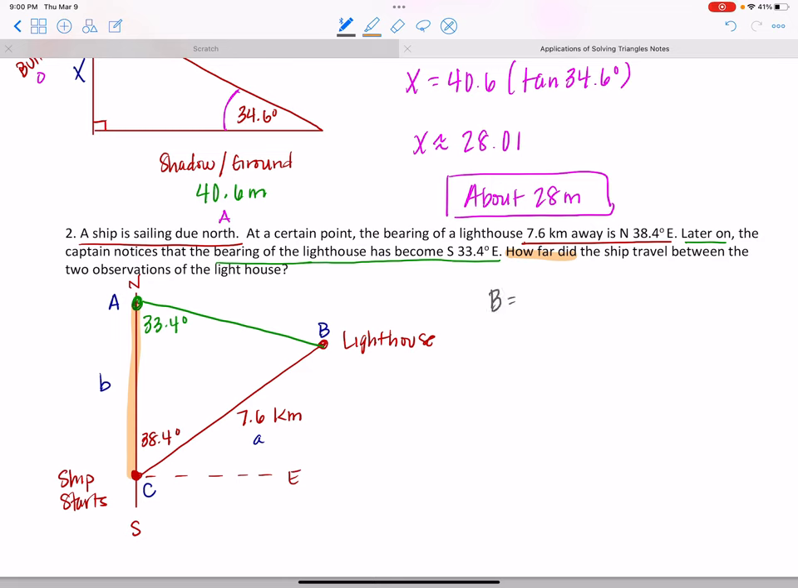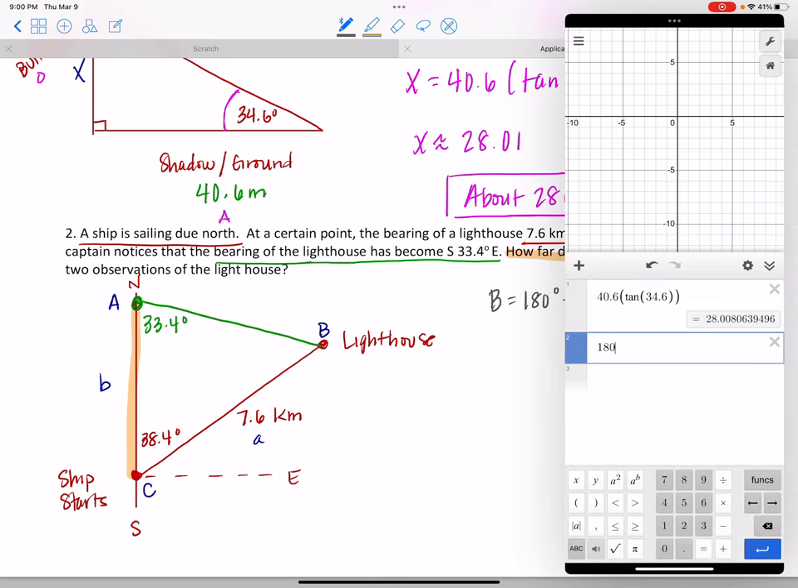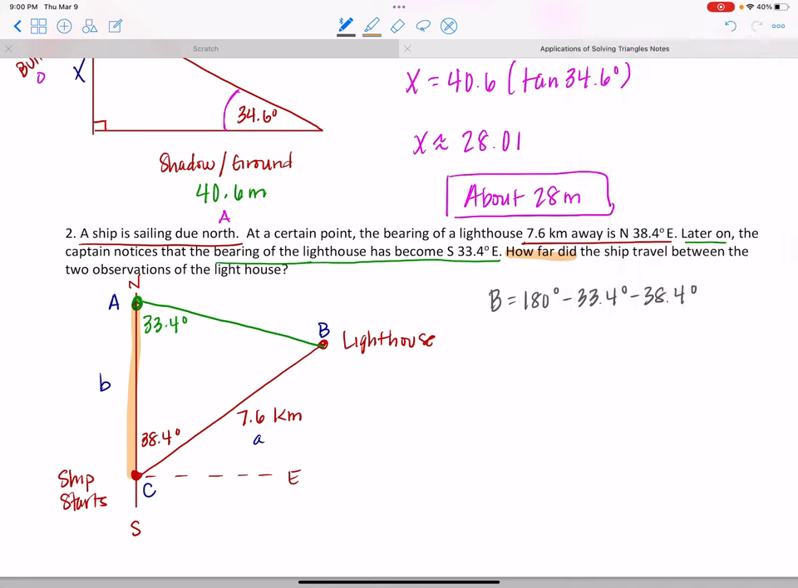If I wanted to find angle B, we have 180 degrees. Let's subtract out the 33.4 degrees and the 38.4 degrees that are already in the picture. So 180 minus 33.4 and 38.4 leaves us 108.2 degrees for B. So let's put that here, 108.2 degrees. And now I think the law of sines is going to be great. I can write a ratio that uses the sine of A and side A and the sine of B with side B and find that unknown piece.